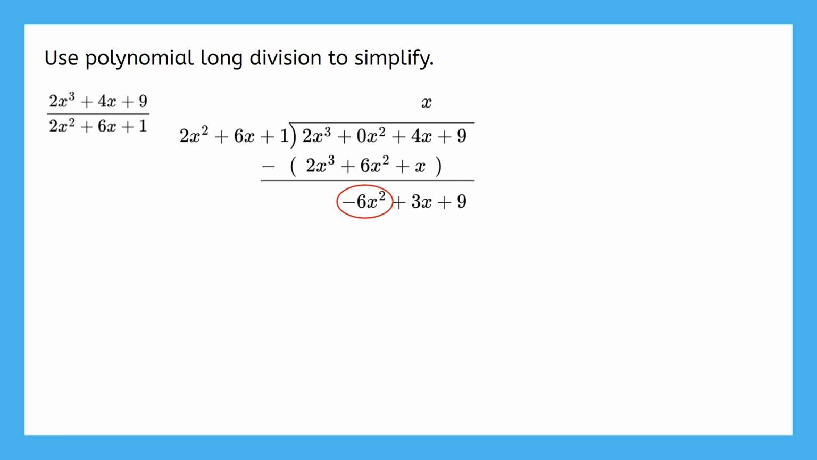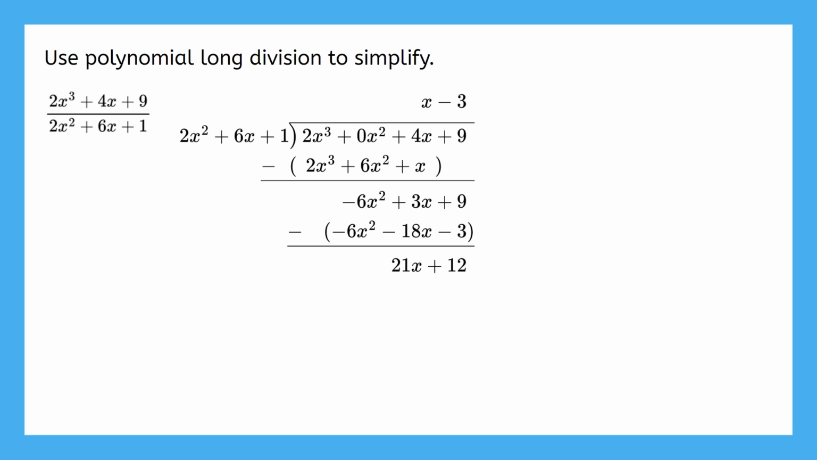Divide negative 6x squared by 2x squared. This will give us negative 3. Multiply negative 3 times the divisor and write what you get below. Then subtract. As usual, the first term here cancels. 3x minus negative 18x equals 21x. And 9 minus negative 3 is 12. Since we didn't end up with 0 here, we have a remainder of 21x plus 12.